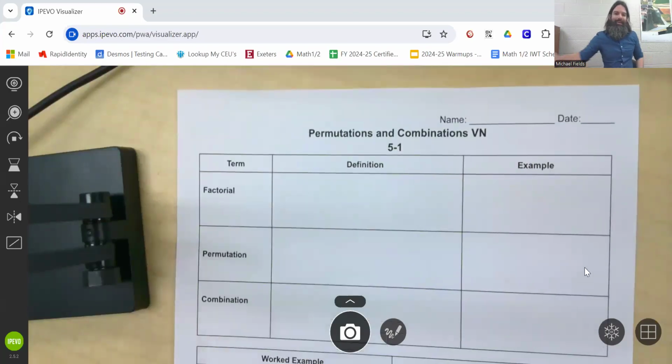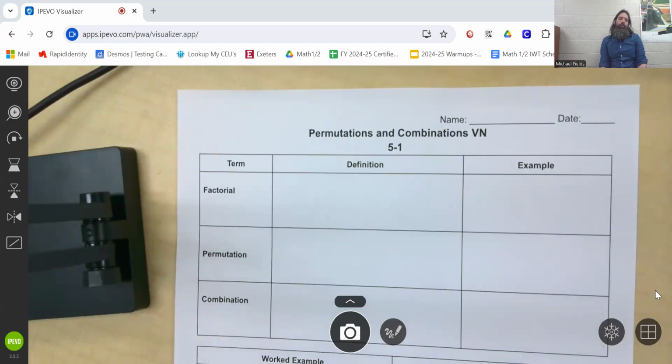Hey y'all, welcome back. Today we're going to be learning about permutations and combinations. I really enjoy permutations and combinations. They help with counting the number of possibilities for different events, and we'll be using them in probability in this class.